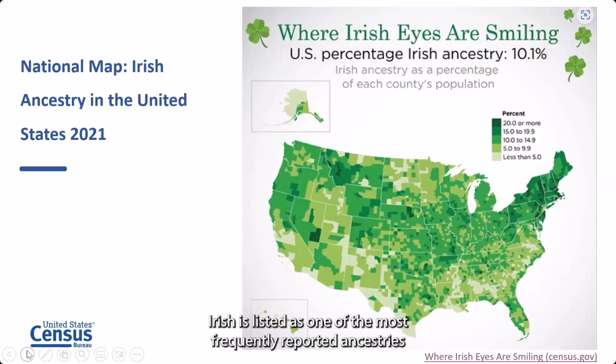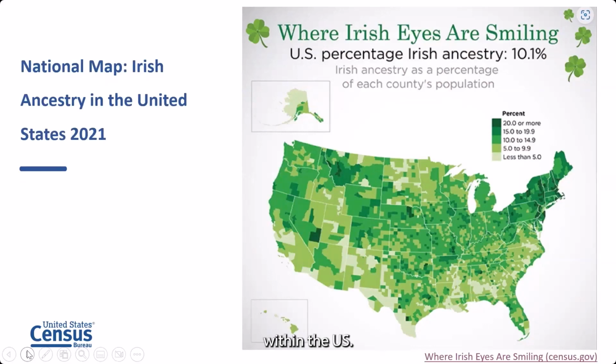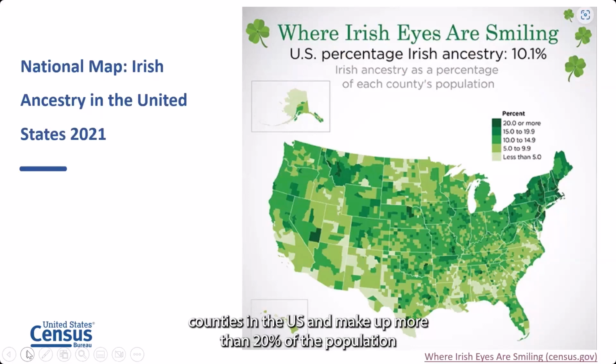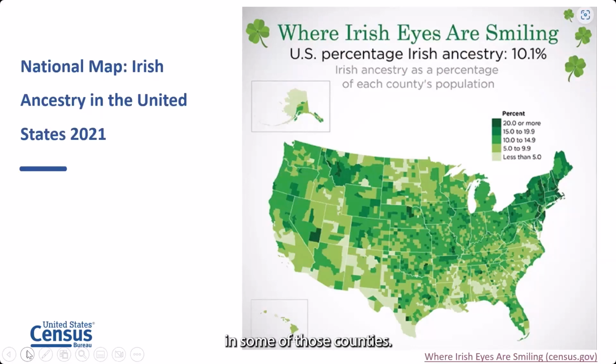Irish is listed as one of the most frequently reported ancestries within the US. According to a 2021 American Community Survey report, residents with Irish ancestry are present in all 3,142 counties in the US and make up more than 20% of the population in some of those counties.